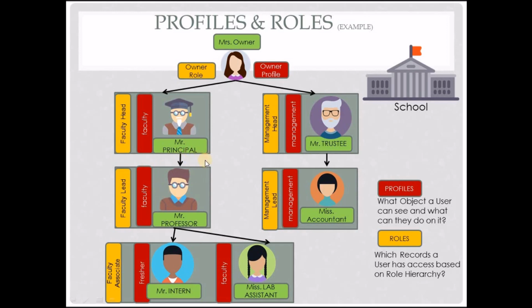The permissions that they have on an object, which is read, write, create, or edit, would be similar, while Mr. Professor and Mr. Intern have different profiles, which is fresher and faculty. So anything that a fresher has on his profile, those permissions will not be the same as Mr. Professor. A professor can maybe have read, write, and edit, while a Mr. Intern might only have read access to it. So this is how profiles and roles play in an organization.